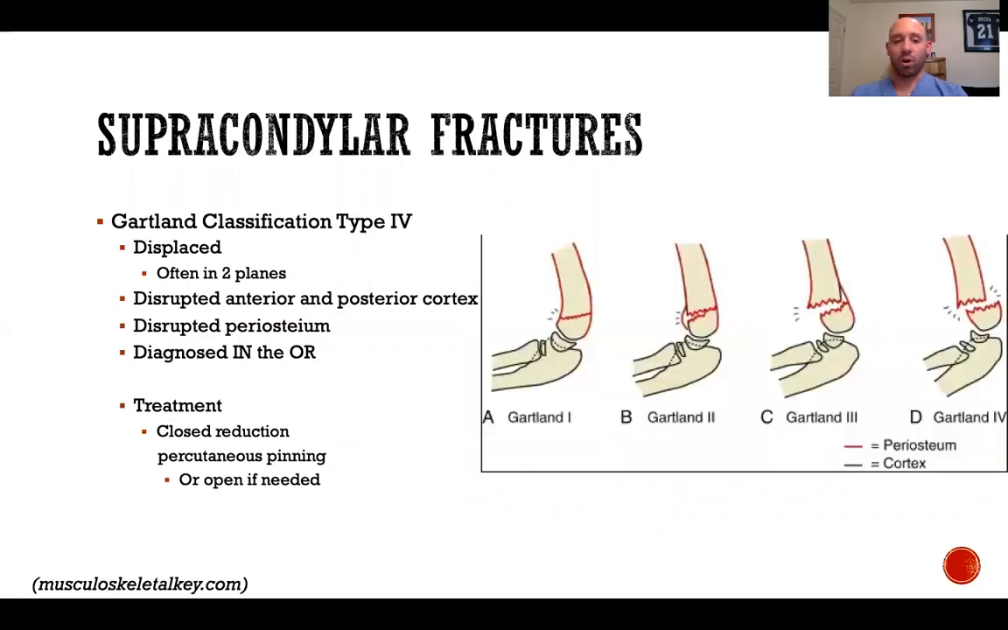Lastly, the type 4 is going to be your most unstable of your Gartlands. And you have to diagnose this in the operating room. So you can't just call a preoperative radiograph a type 4. You have to see it in the operating room, and it's because it's displaced in multiple planes. And these are, again, always going to be closed reduction percutaneous pinning, open if you need to, and you might be more inclined to open these because of the more instability.